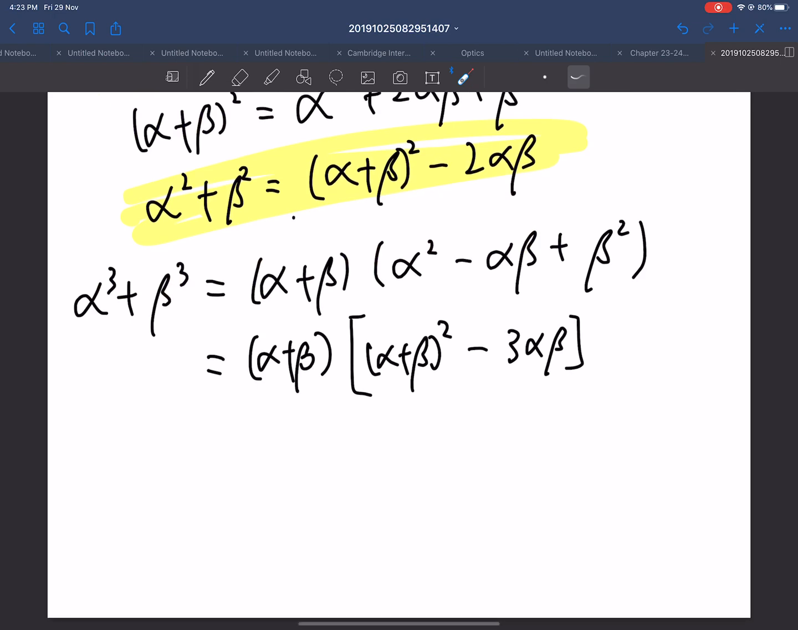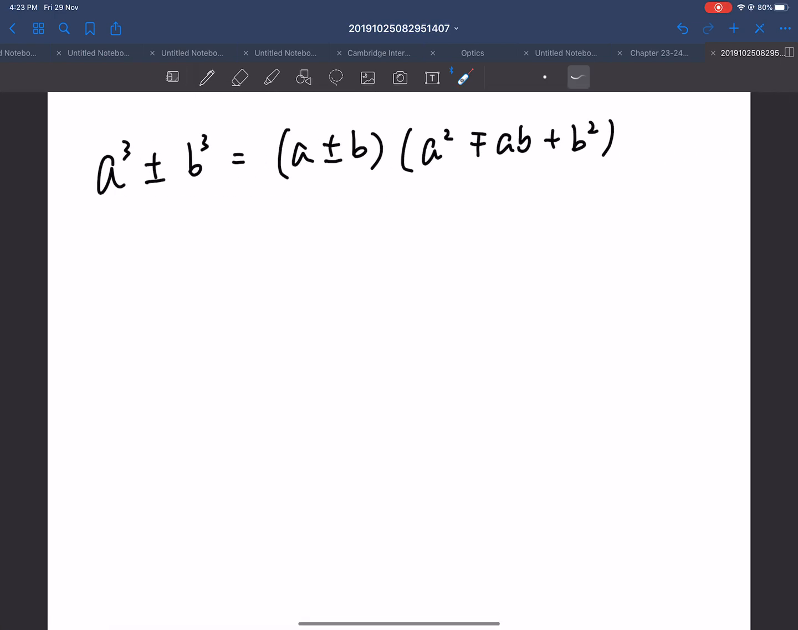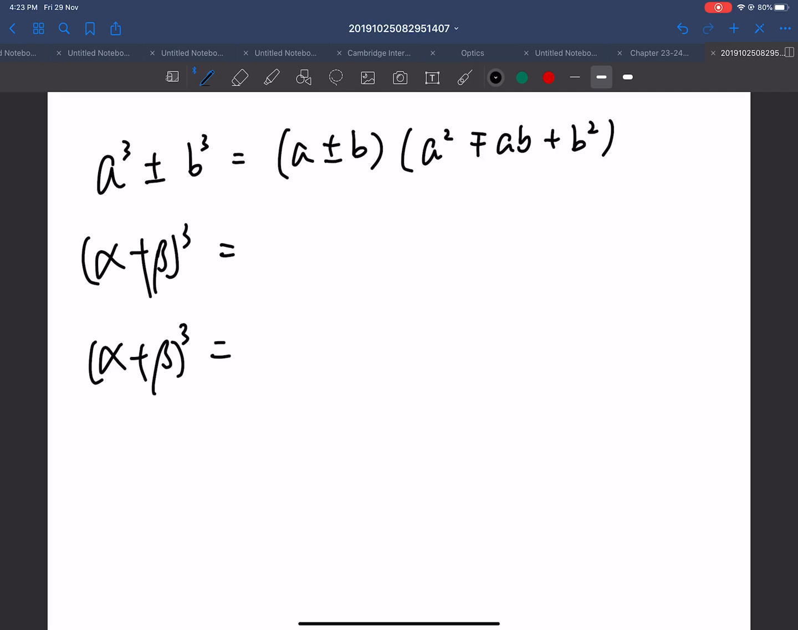Actually, we can try to expand. Let's try to expand alpha plus beta cube. See what we will get. If you don't know the binomial expansion, you can just do it one by one, but at least you can do it. I'll just give you the result, okay?